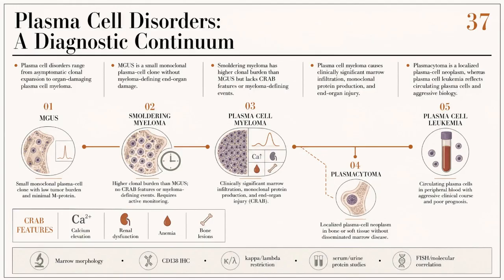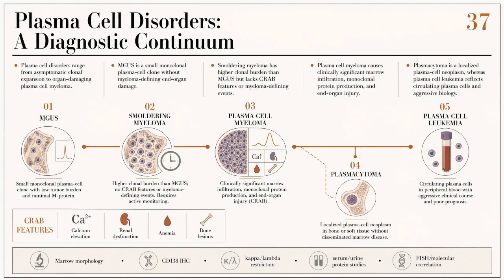Understanding the spectrum from monoclonal gammopathy of undetermined significance, MGUS, through smoldering myeloma, overt multiple myeloma, plasmacytoma, and finally plasma cell leukemia, enables us to anticipate the diagnostic challenges and tailor our laboratory approaches accordingly.